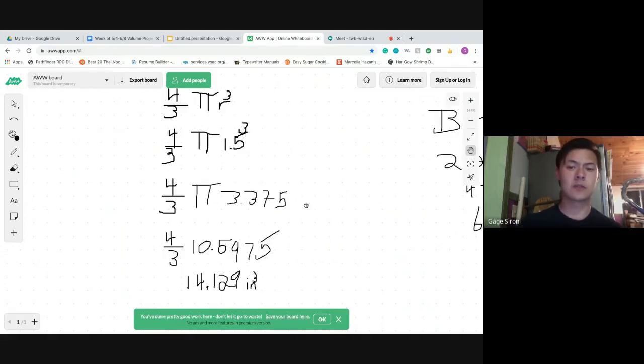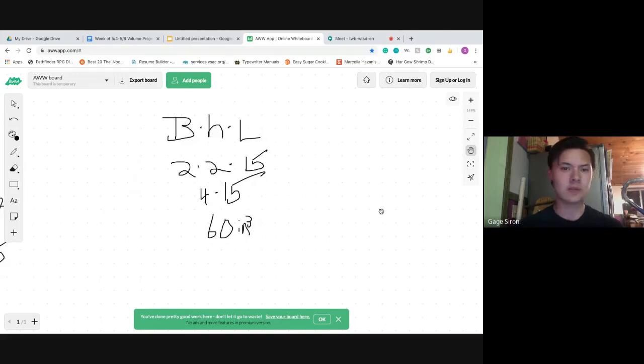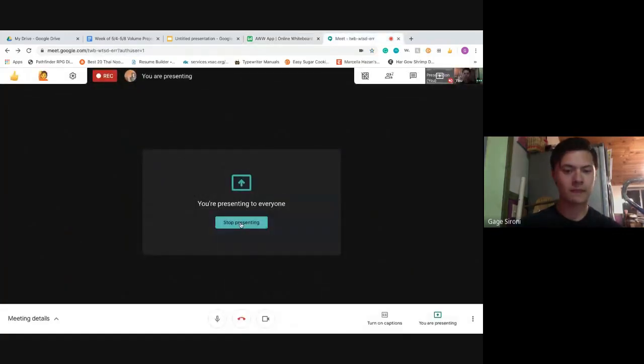And just for good measure, because you have to write down every shape you use, I've got the formula for how you find the volume of a box, base times height times length, or base times width times height, however you want to do it. 2 times 2 times 15 is 4 times 15 is 60 inches cubed. Okay.